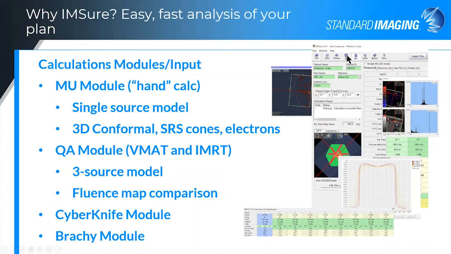And this screenshot shows you the icons that one would select to enter each of these modules: the QA, MU, CyberKnife, and Brachy module. As well, we have the physics module where you do your commissioning of the data that you import, and then preferences, and the print icon provides the report.